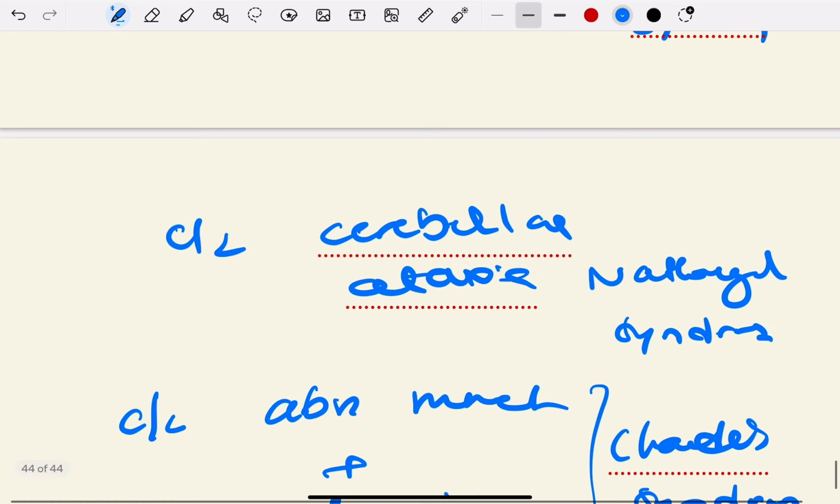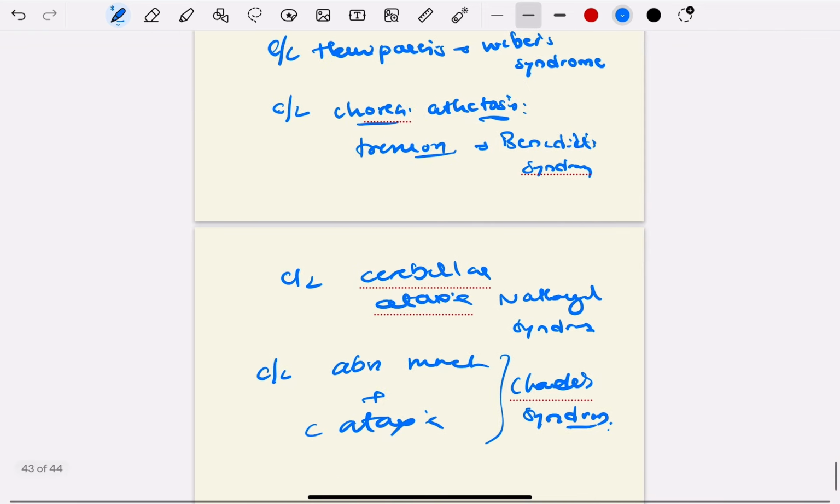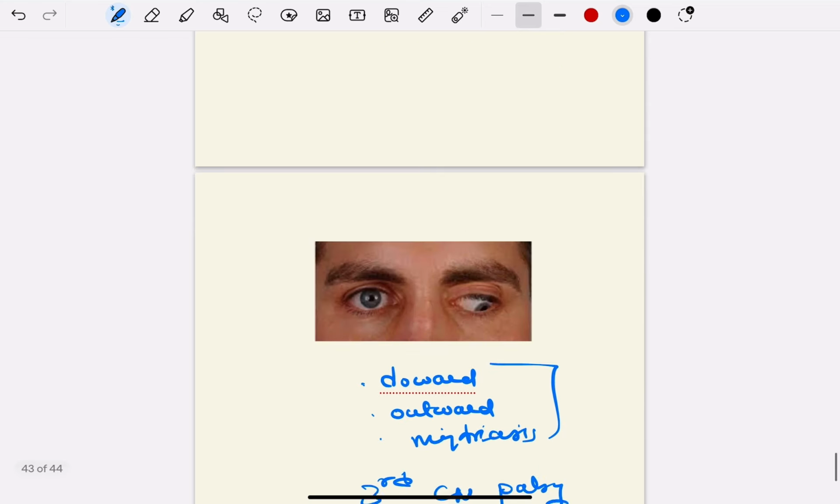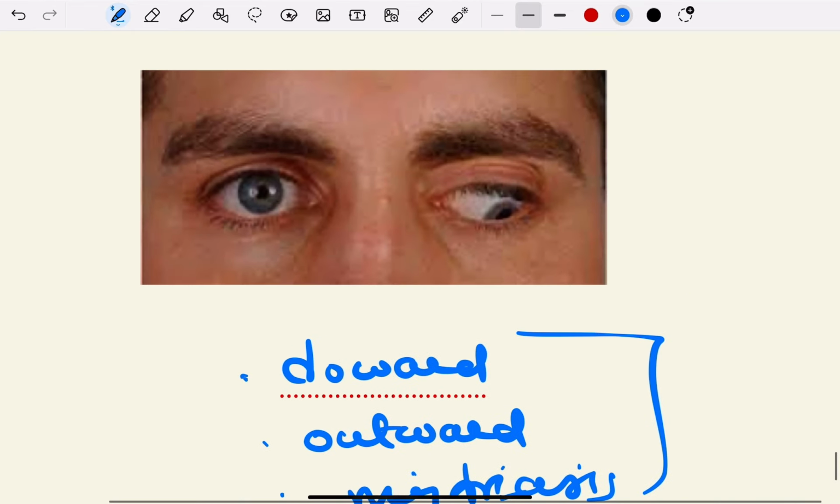So these are all contralateral features: hemiparesis, abnormal movements, cerebellar ataxia, abnormal movements plus ataxia. All these are contralateral features with ipsilateral third nerve palsy. So whenever you come across this type of presentation, look for one of these. If that is there, your localization becomes midbrain. If they are not there, you have to search in the subarachnoid space or cavernous sinus. In the cavernous sinus, other cranial nerve involvement will be there.